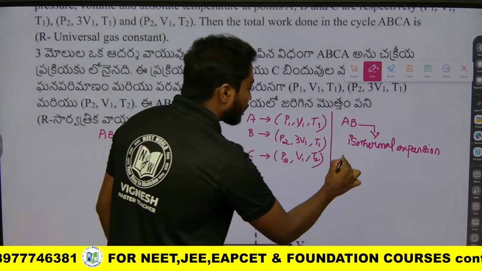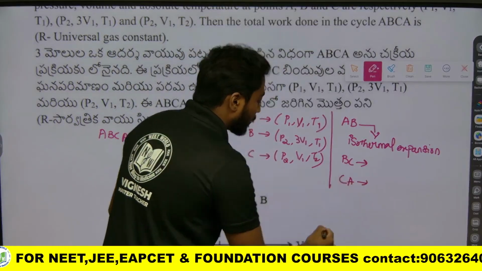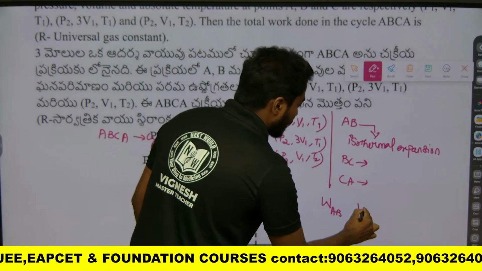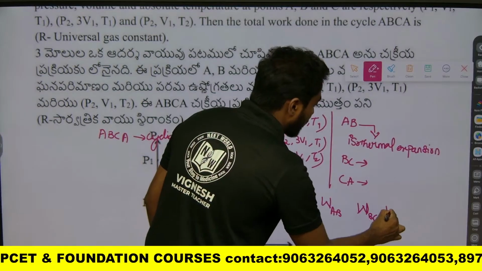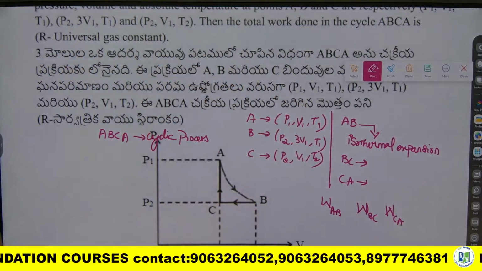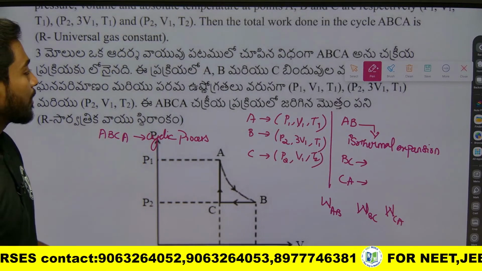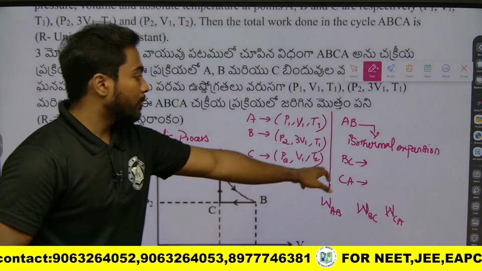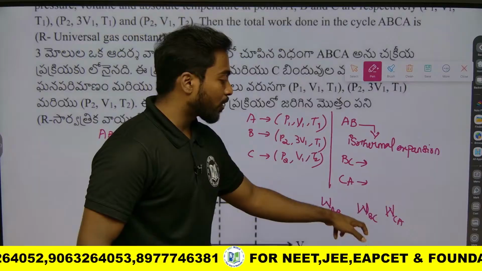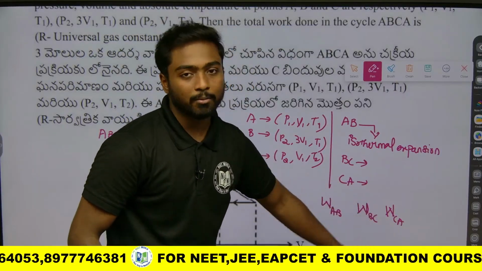Similarly, find for BC and CA. You will get work done WAB and then WBC and then WCA. You can substitute the values and you will get the answer. First you need to find the process for BC and CA, then the work done formula you can directly apply. So isothermal expansion work done formula, then what is the process for BC, the work done formula, and the process for CA, that work done formula, right?